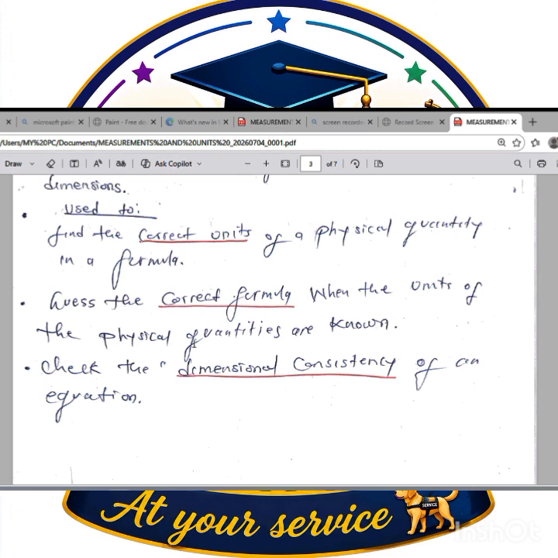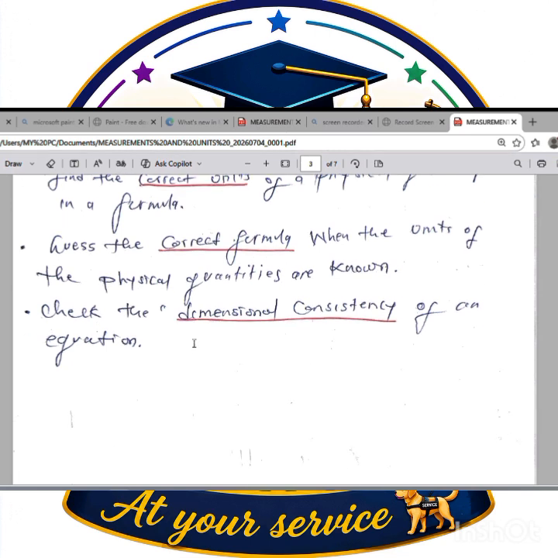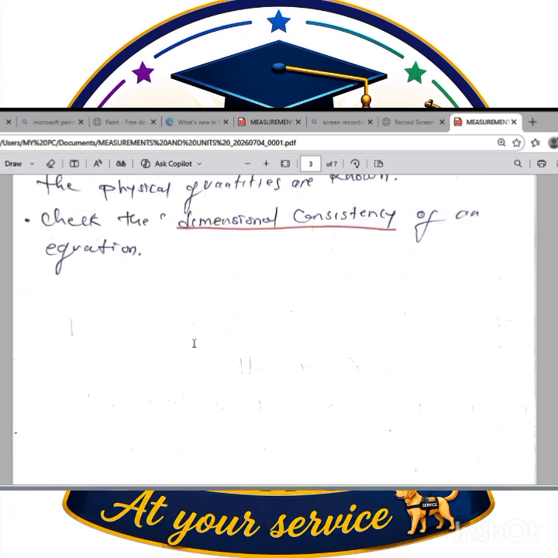Or you'll be given a formula, then you check if that formula is correct or if the units are correct. Dimension analysis is again used to check the dimensional consistency of an equation. There are some equations which are dimensionally incorrect, and some which are dimensionally correct. So look at those equations and how you can do them.